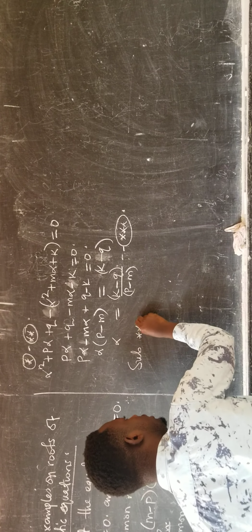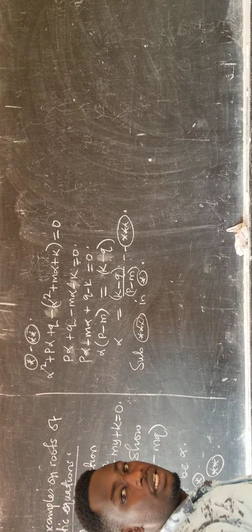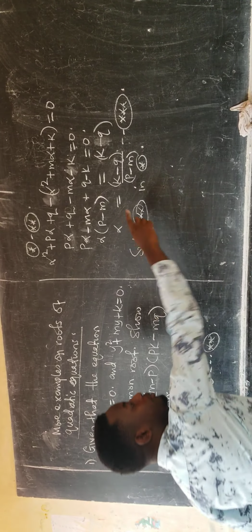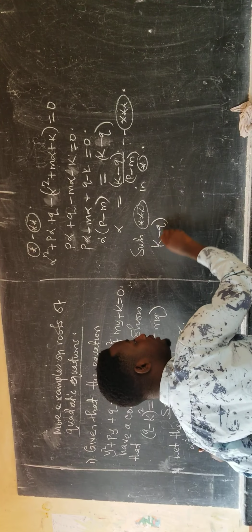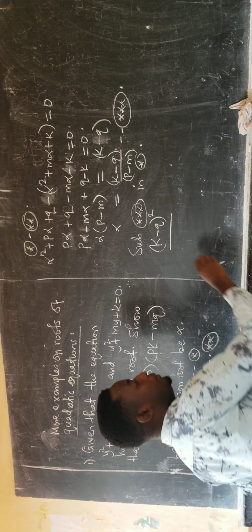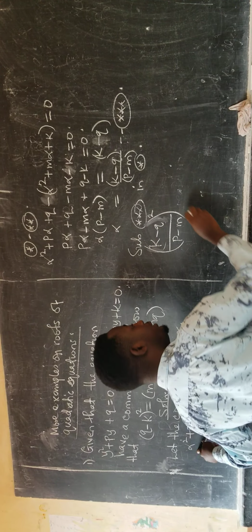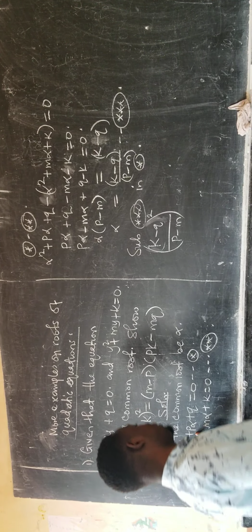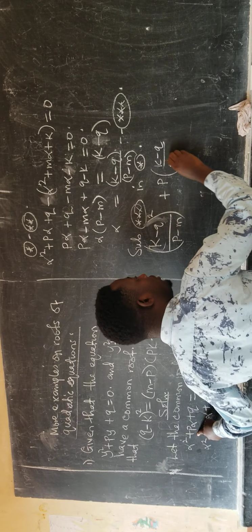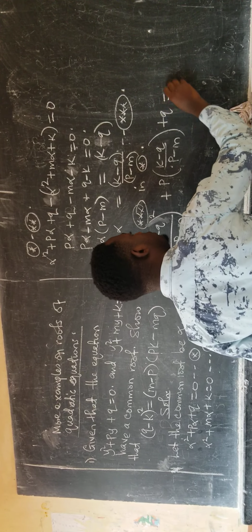Substitute star 3 into star 1. So I come here where I have alpha squared. I put k minus q over p minus m, everything squared, then plus p alpha, which is actually k minus q out of p minus m, and then plus q is equal to 0.